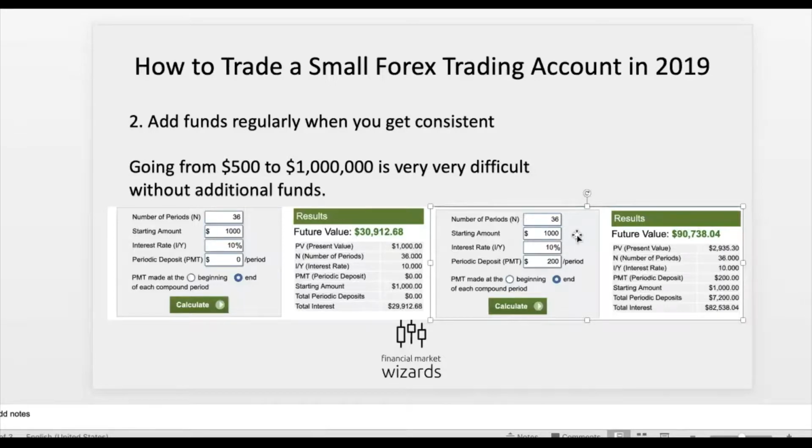But only do this when you're consistent. This is a big disclaimer. Don't just make 4 trades, 5 trades, make some money, and then get overconfident and start trading big. No, I'm not talking about that. What I'm saying is that you have consistent results for at least 2 months, 3 months consecutively. Then you increase your account, you increase your position size, and you add funds in.